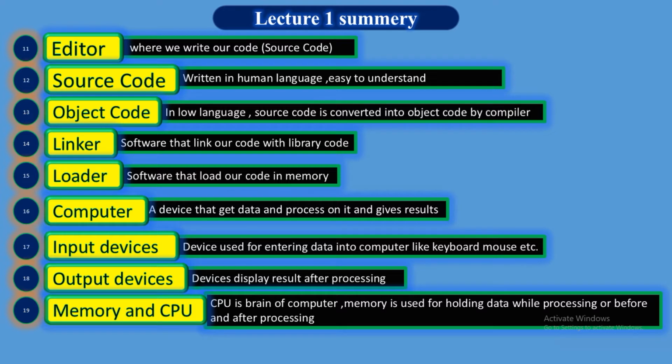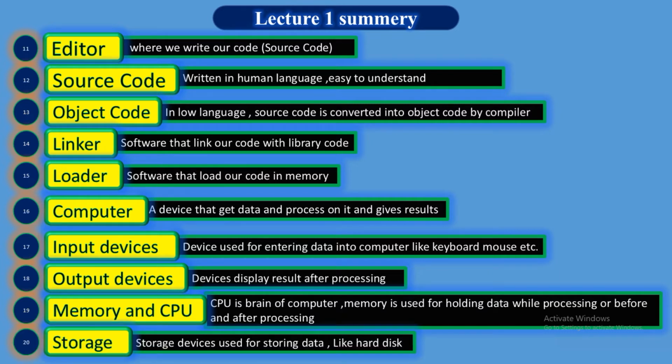Memory and CPU. CPU is the brain of the computer that processes data, and memory is used for holding data. Here memory means RAM, random access memory. Next we have storage devices used for storing data permanently, like hard disk, CD, floppy, USB.